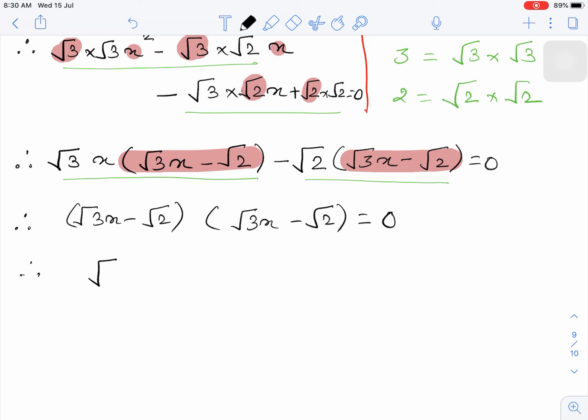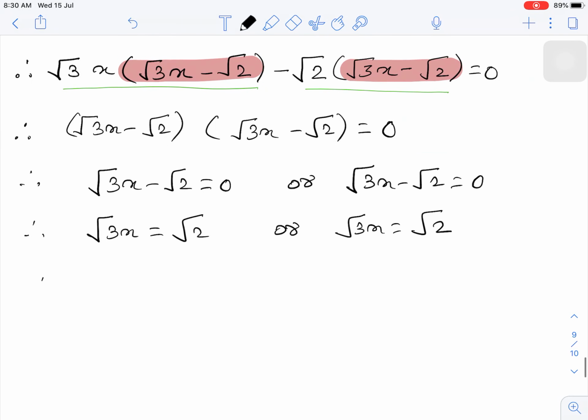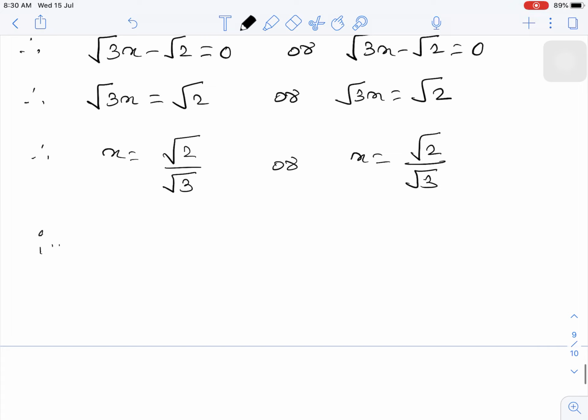Now since these both are factors, each one of them we can write as equals to 0. √3x − √2 = 0, or √3x − √2 = 0. Next step you will get √3x = √2 or √3x = √2. Therefore x = √2 upon √3 or x = √2 upon √3.